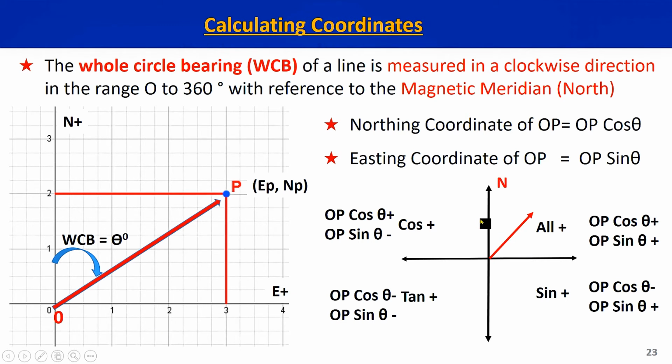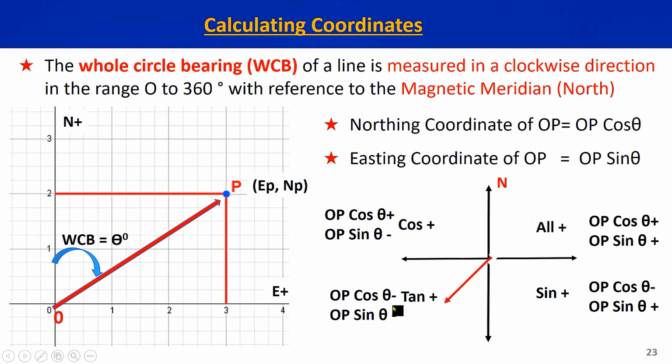So this theta is measured from north. So we can get the easting coordinate of point P measured from 0 with respect to the origin. So that is OP sin theta. So now you see all the sin theta and cos theta values measured in clockwise direction from the north are positive in this first quadrant. In the fourth quadrant, only the sin values are positive.